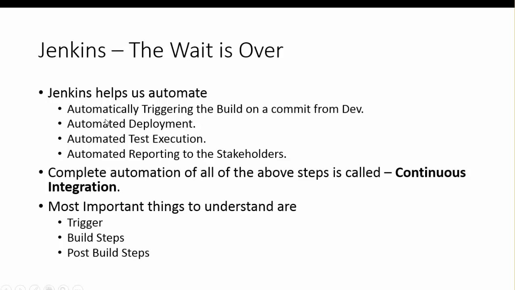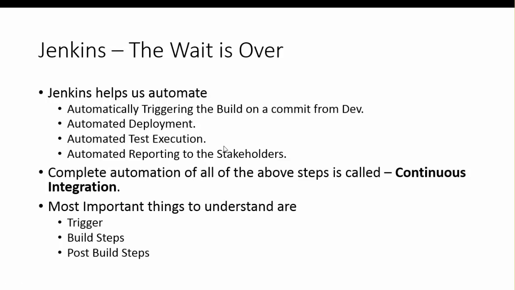So to keep things simple, we will be skipping initially the triggering of the build from dev and automated deployment. We'll directly be starting with automated test execution, automated reporting. Later on, our automated test execution can be made dependent on the build deployment and that will become the trigger point of our test execution.